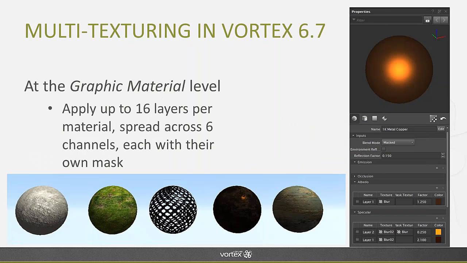Multi-texturing in Vortex 6.7 is applied at the graphic material level. So you can apply up to 16 texture layers per material, and you have access now to 6 channels. Each of those textures has its own mask, and you can apply its own factors to it. So you get to create a very wide range of natural-looking graphic materials, from rocks to ground to totally synthetic materials such as a chicken wire fence here. We're going to look at how you can create these in a few minutes.